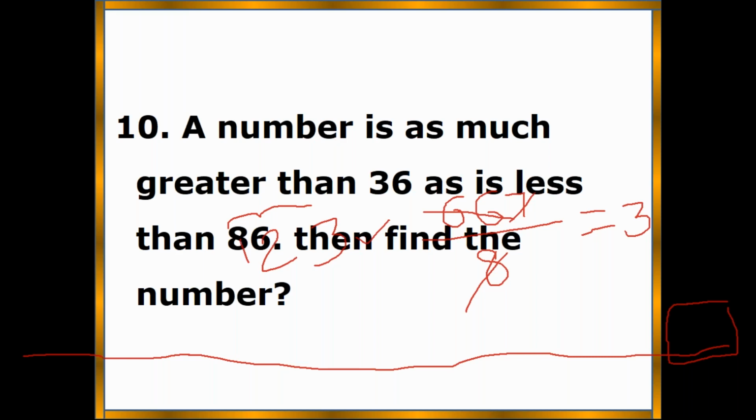Next one. A number is as much greater than 36. They mentioned, by writing all the natural numbers from 1 to 67. So 1, 2, 3, 4 and so on up to 67. Before 67: 64, 65, 66, 67, 63, 62. All those are the numbers between 1 to 67 only.